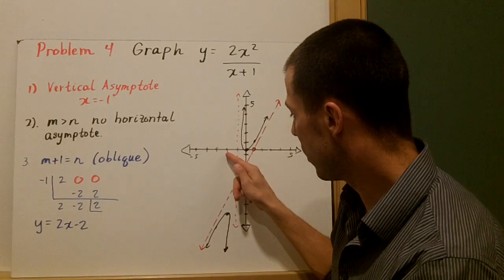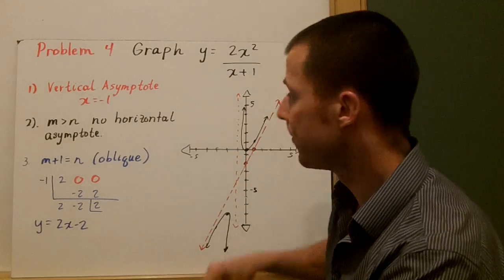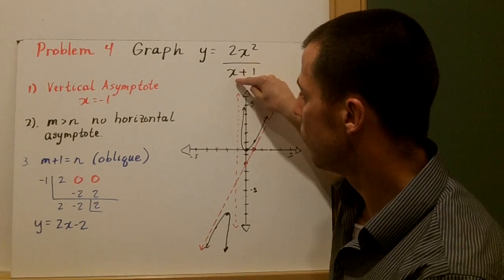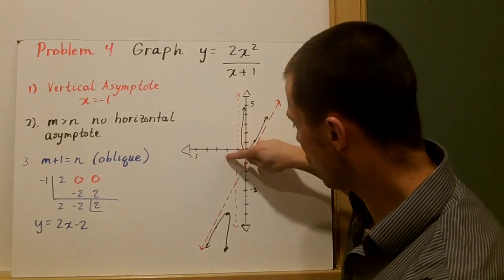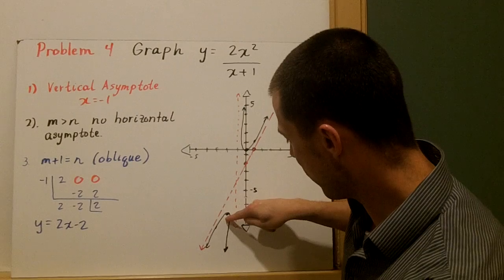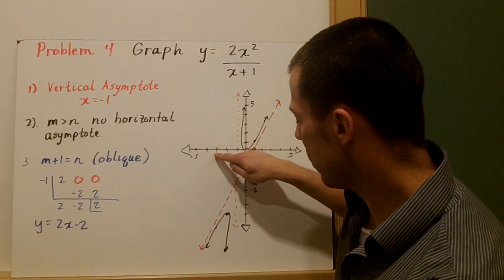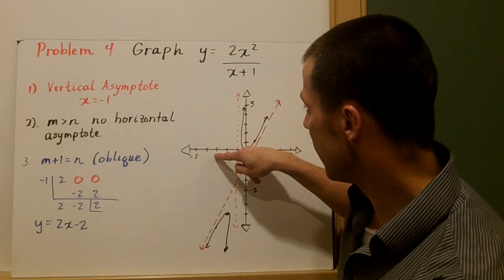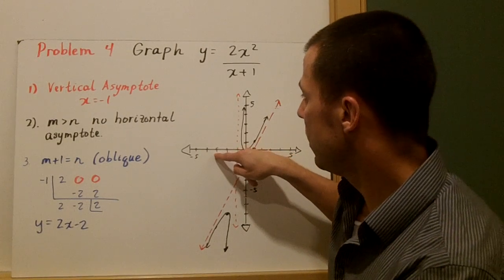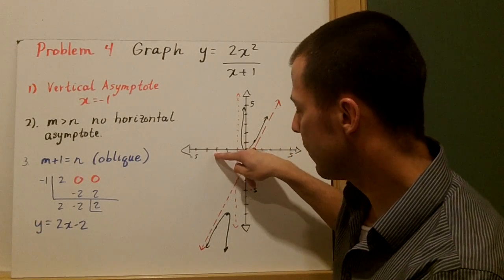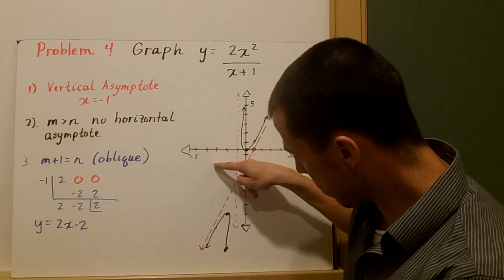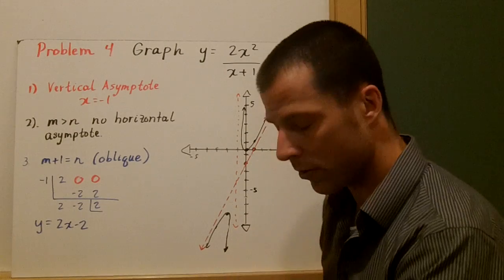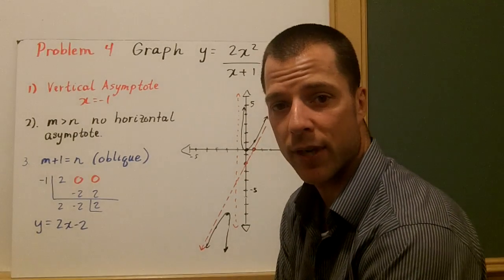So what I do is I plug -2 and -3 in. When I plug -2 in, I get 8 over -1, which is -8, so -2 all the way down to -8. When I plug -3 in, I get 18 over -2, which is -9, all the way down here. Got 2 points, and I follow my asymptotes so I can generally sketch my graph.